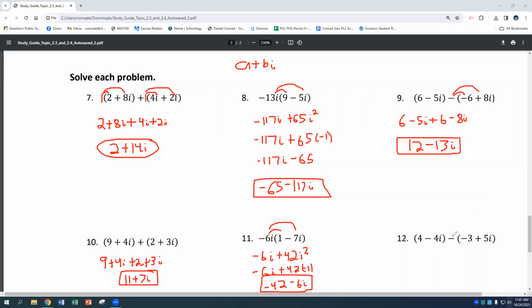Okay, and then the last one we're subtracting, so we just need to make sure we distribute that negative. 4 minus 4i plus 3 minus 5i. Okay, 4 plus 3 is 7. Negative 4i minus 5i is going to be minus 9i. Okay, and that's it for the review or the study guide.